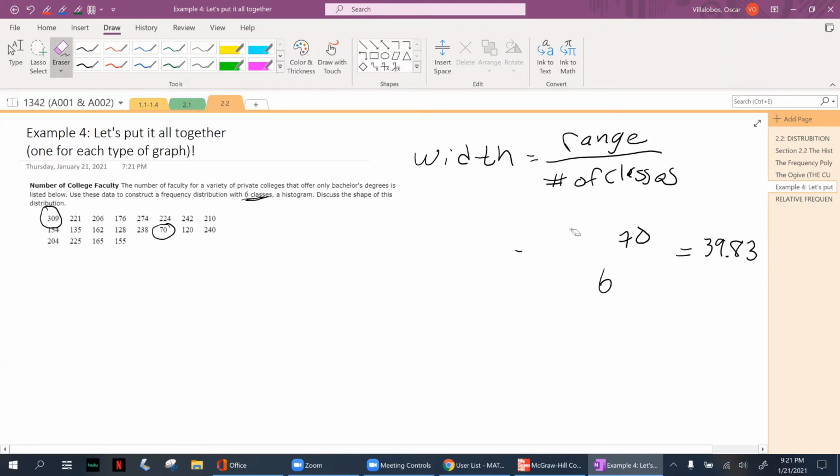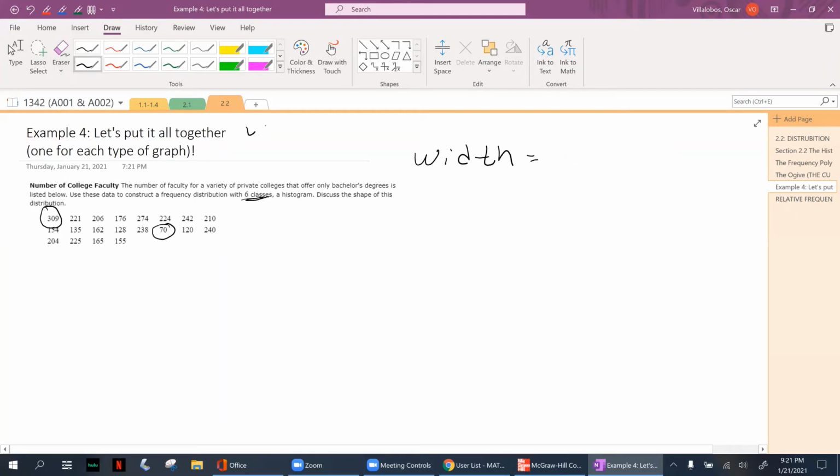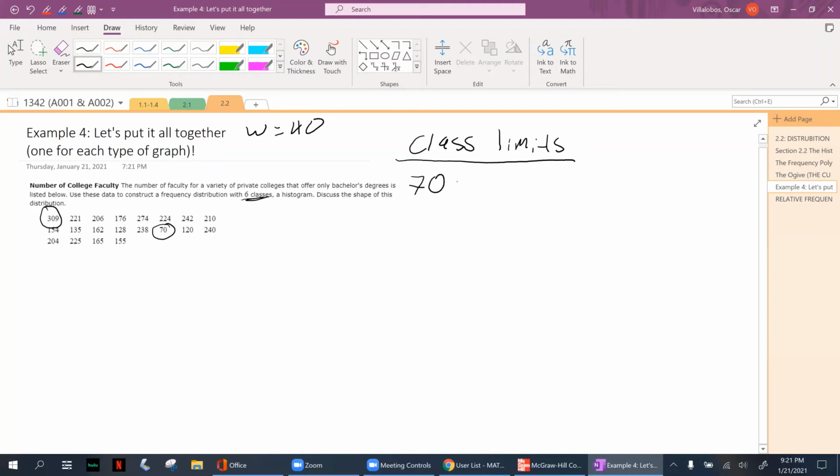Let's go ahead and erase this. So now I know that my width is 40, and I have 6 classes, and that's exactly what I need. So let's go ahead and draw a class limits table. It starts with the smallest value, and there are 6 of them. So 2, 3, 4, 5, 6.